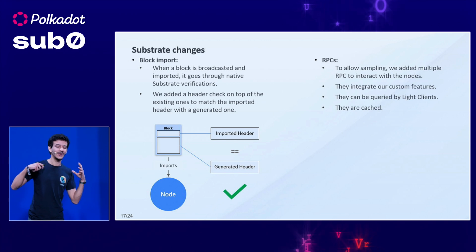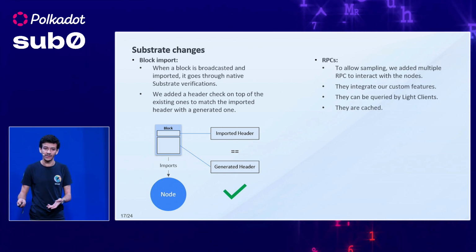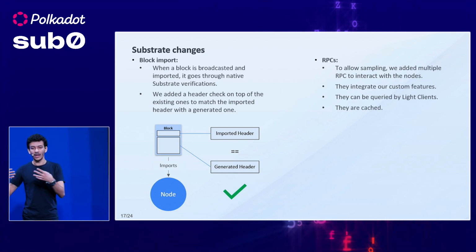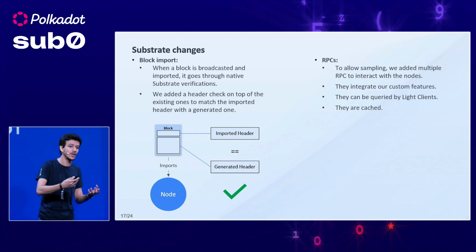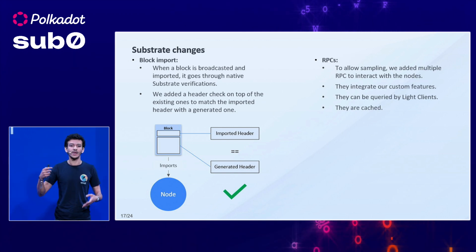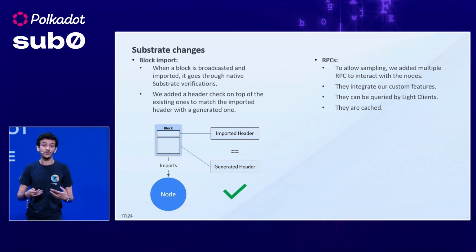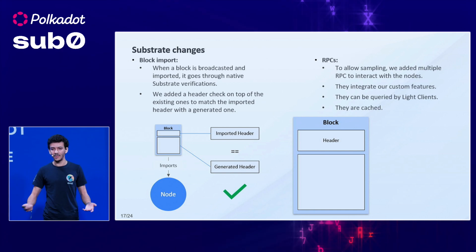So of course, we also added some RPCs because, like we said before, the light client interacts with the node, with the headers. We don't want our light client to download the full block content. So we actually added some RPCs for us to be able to download small portions, small cells of the block body to match them with our headers to see if everything is fine and the data are indeed available. So they integrate our custom feature and can be queried by the light client.